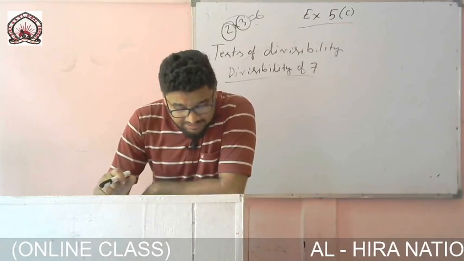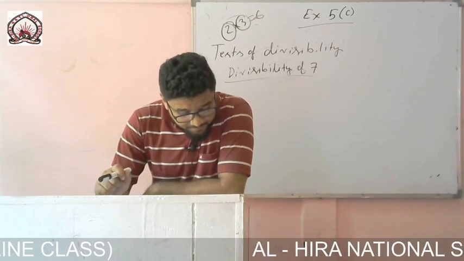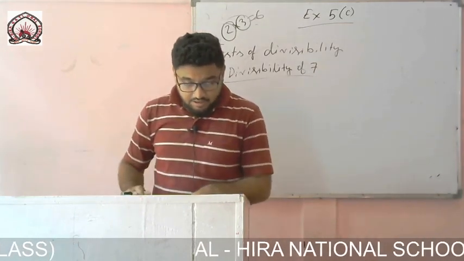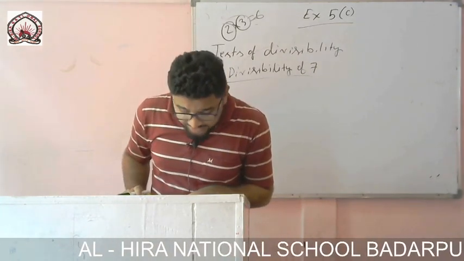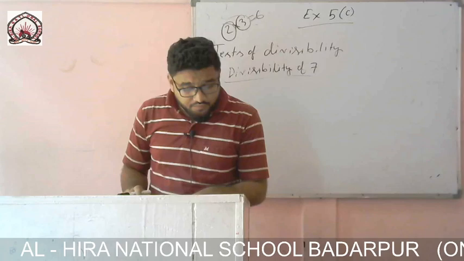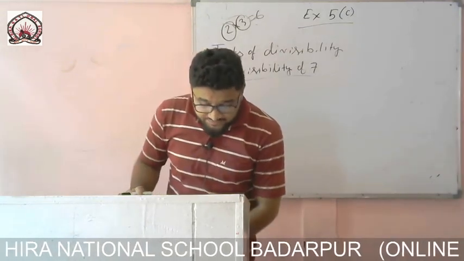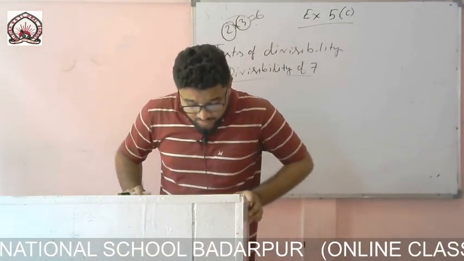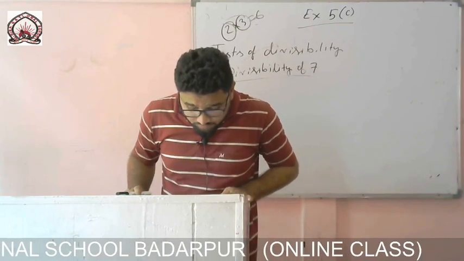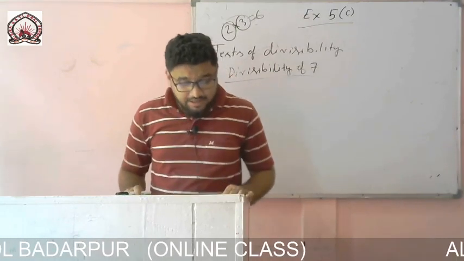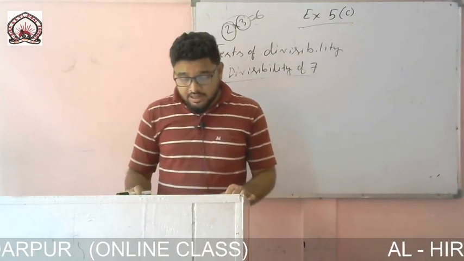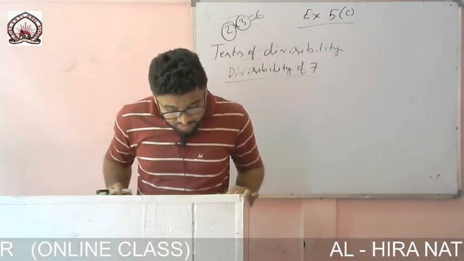Double the last digit is 8. The rest of the number is 43. The difference is 43 minus 8, which is 35, which is divisible by 7. So 434 is divisible by 7.